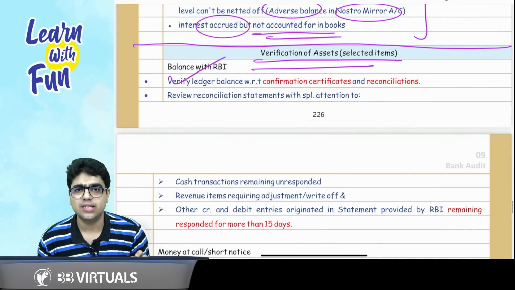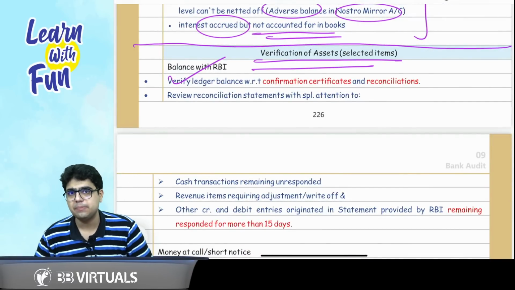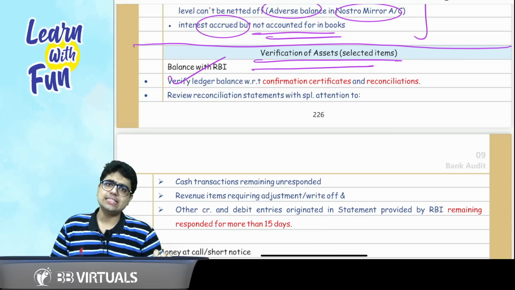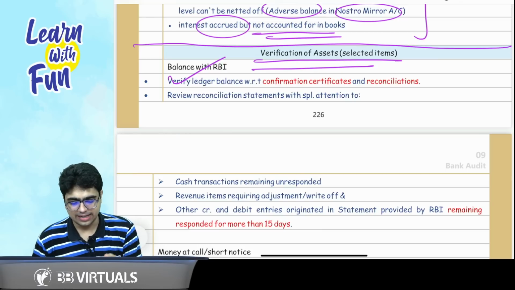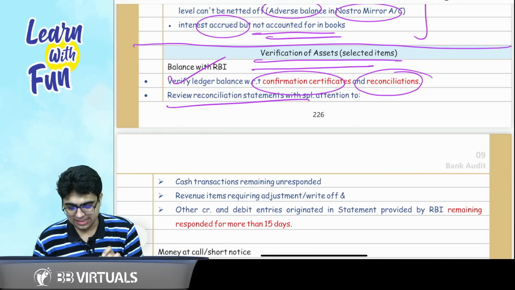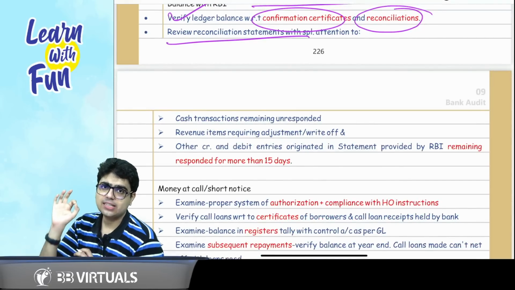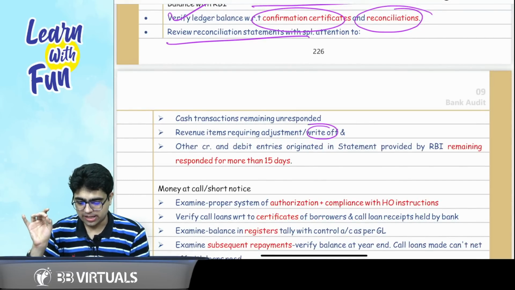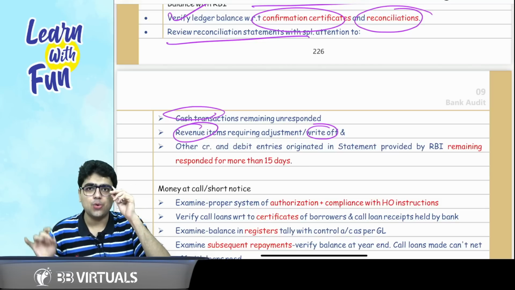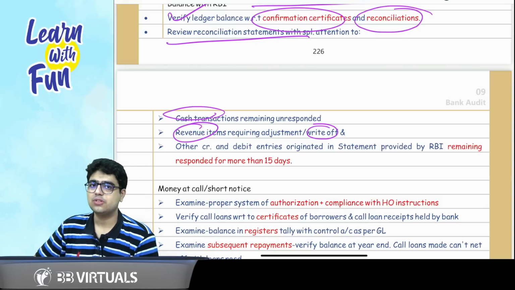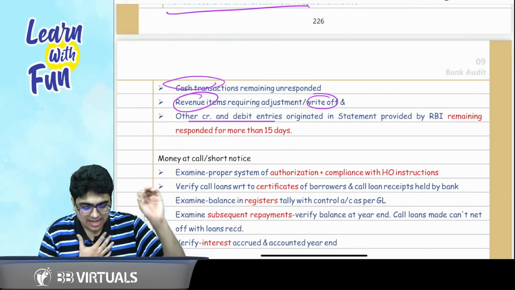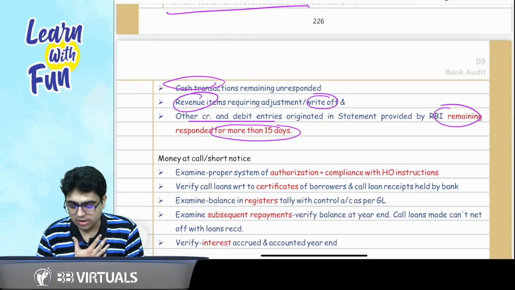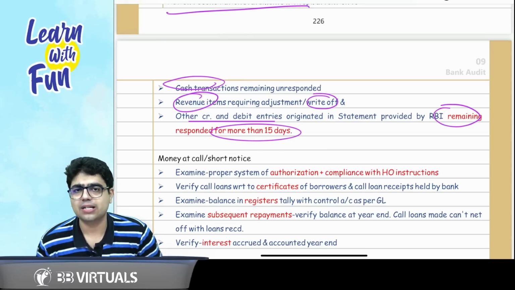In that we have balance with RBI. Now whichever be the entity, wherever be the balance, the first thing that you need to do is confirm from the other party, review the confirmation certificates and reconciliation. So confirm from the other party, and if the balance doesn't agree, check the reconciliation. In this reconciliation, three things you need to check: cash transactions remaining unresponded, revenue items requiring write-off, and the third point is other credit debit entries which you are not able to understand, and they are remaining unresponded for more than 15 days.